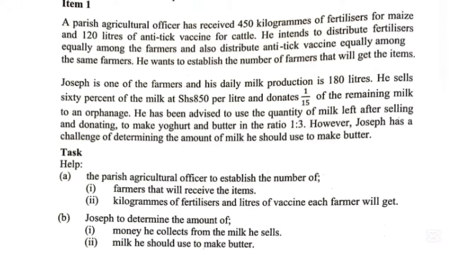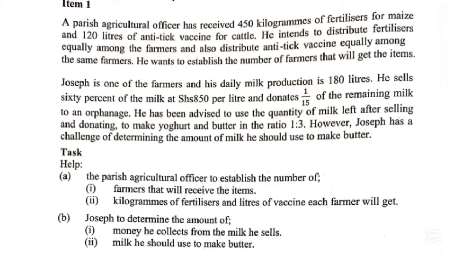A parish agriculture officer has received 450 kilograms of fertilizers for maize and 120 liters of anti-tick vaccine for cattle. He intends to distribute fertilizers equally among the farmers and distribute anti-tick vaccine equally among the same farmers. He wants to establish the number of farmers that will get the items. So when you see this word equally, just think of only one thing, and that is greatest common divisor.